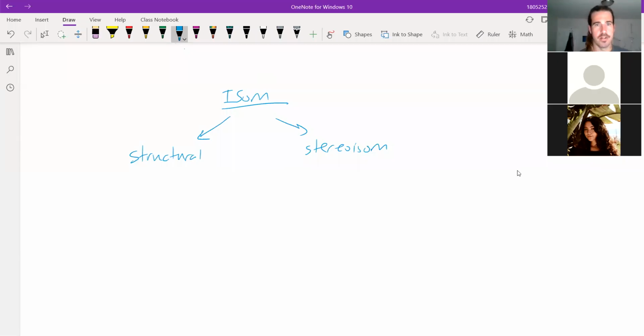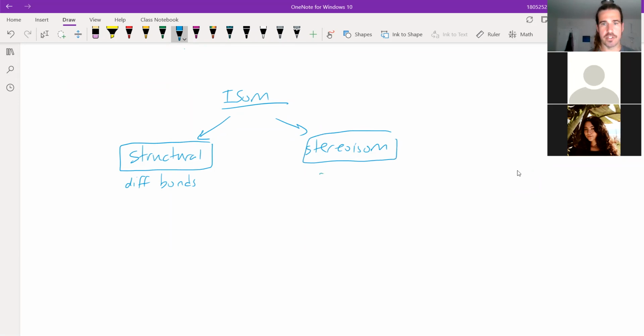Yeah, so the isomer tree, which this will apply to chapter 19 or 21, is you have structural, where again it's different things bonded, in terms of attachments, right? And then stereo is just a different spatial arrangement of those things.